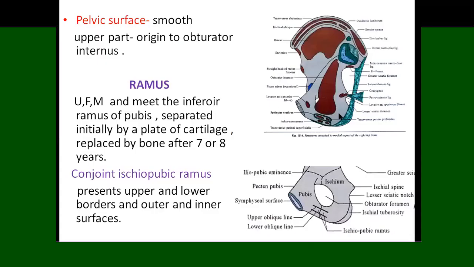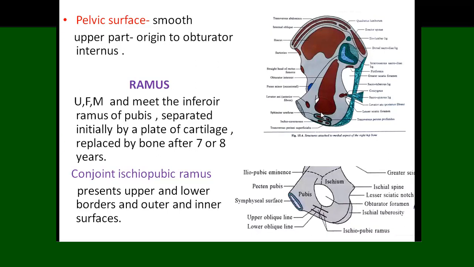The pelvic surface is always smooth, and in the upper part you see it is giving origin to obturator internus. Towards the ischial spine on the pelvic surface, I said we have the origin of levator ani and coccygeus.